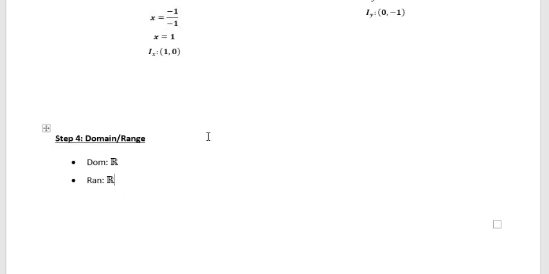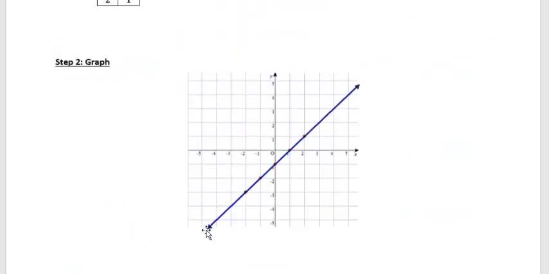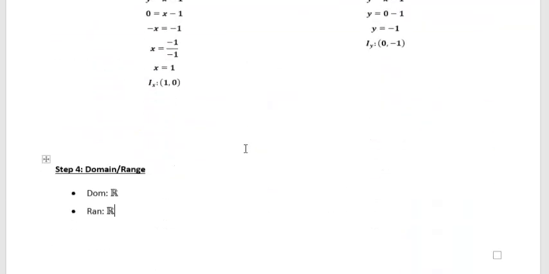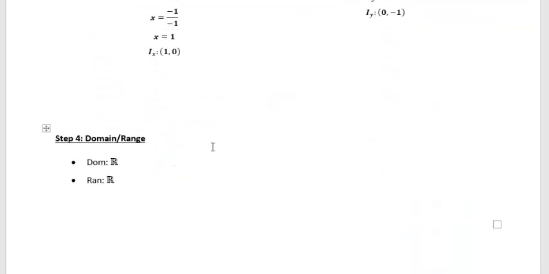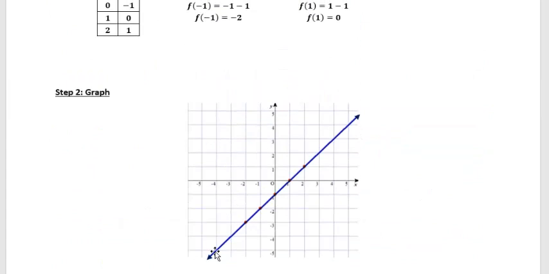Okay. Now, because this is a line, it's basically a linear function. The only line that is not a linear function is a vertical line. This is not a vertical line, so this is a linear function. So step number 5, which is the type of the function, is a linear function.